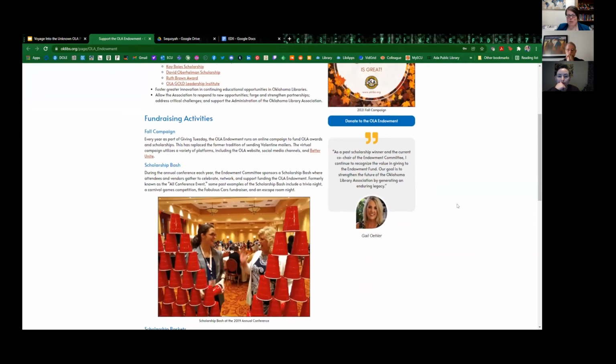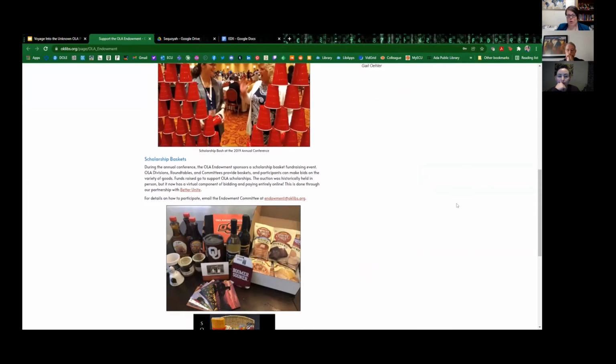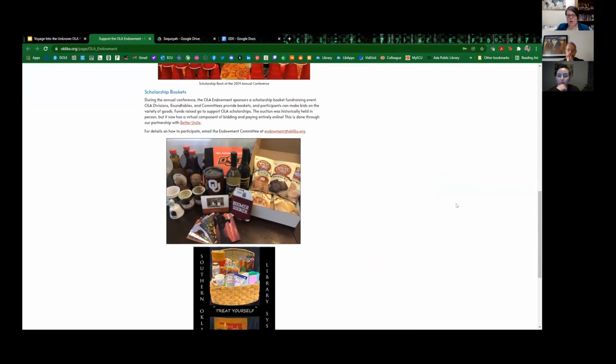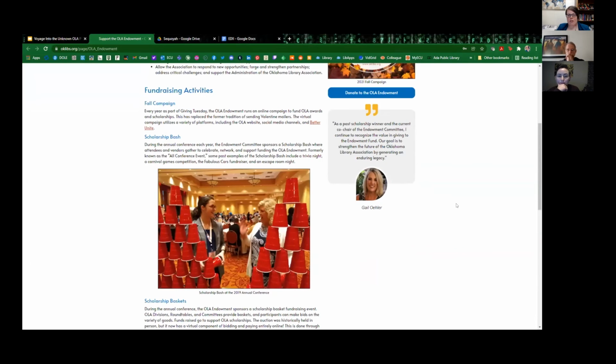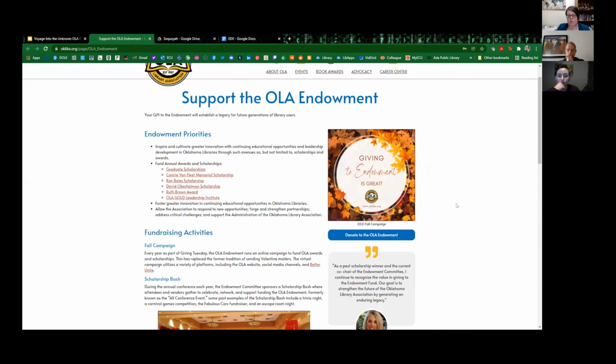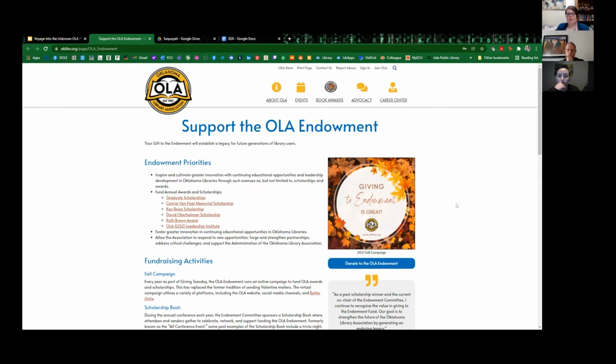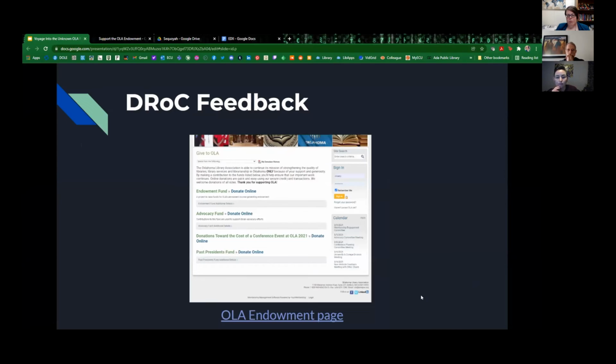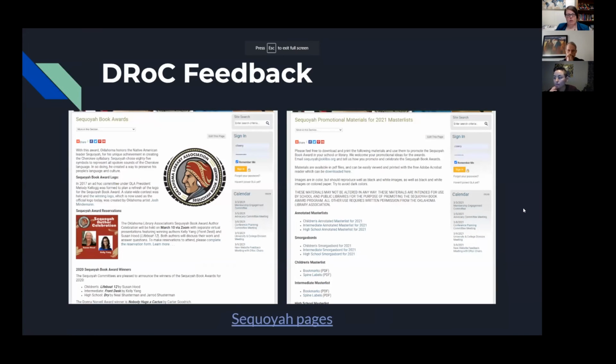It has so much more information, and some really nice photos on it. If someone new to OLA doesn't understand what the endowment is for and what it does, this page can help them see what that group does. That was one of the things I was really shooting for when I was trying to get feedback from these groups. Another group that had a pretty drastic change was the Sequoia Awards Committee.